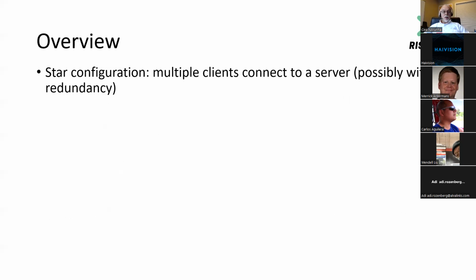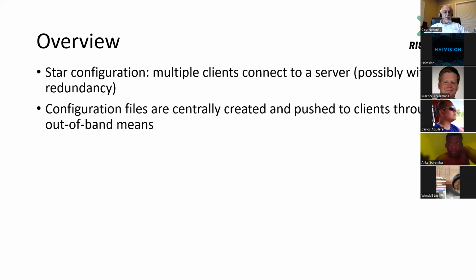So what we're doing here is suggesting a WireGuard configuration so that if two RIST vendors implement WireGuard, you have a higher chance of them interoperating because they use a common set of parameters. We're assuming a star configuration, multiple clients connected to a server, possibly with redundancy. WireGuard supports that. Configuration files are centrally created and pushed to clients through out-of-band means.